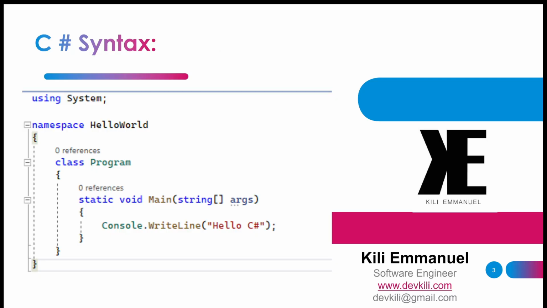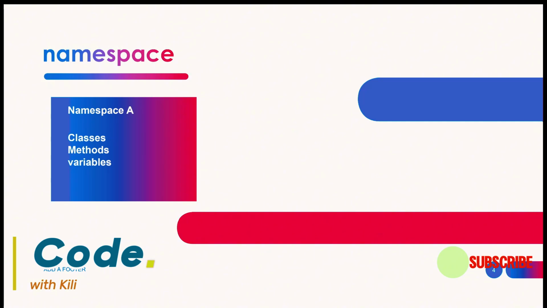This is a simple structure of C#. We have the using statement, we have the namespace, we also have a class, and we have the main method, which is the starting point of the application. A namespace is like a container that holds classes. It also holds methods, functions, and everything. So let me describe a namespace as a container.